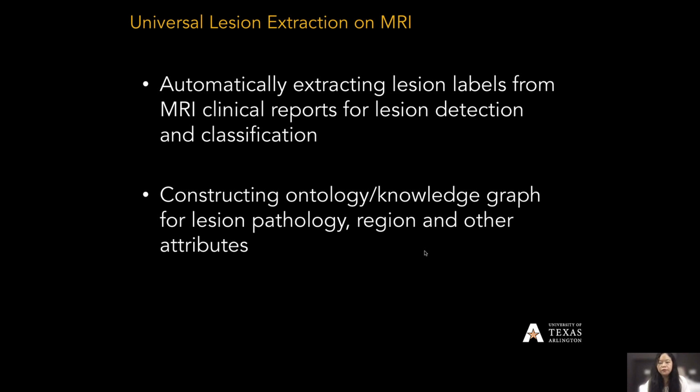So far, the first part we have shown is just a small dataset focusing on lymph node detection. In our current work, we are also trying to perform a similar task to construct a universal lesion extraction on the MRI dataset. Our work will similarly automatically extract the lesion labels from the MRI clinical reports, and we will also construct the ontology or knowledge graph for lesion pathology, region, and attributes. For this universal lesion extraction, the structure of the label is more complicated compared to the lymph node detection.